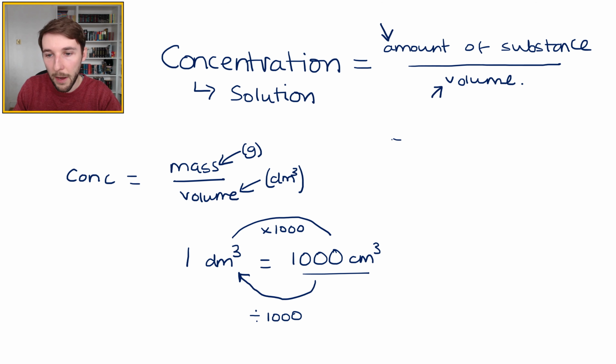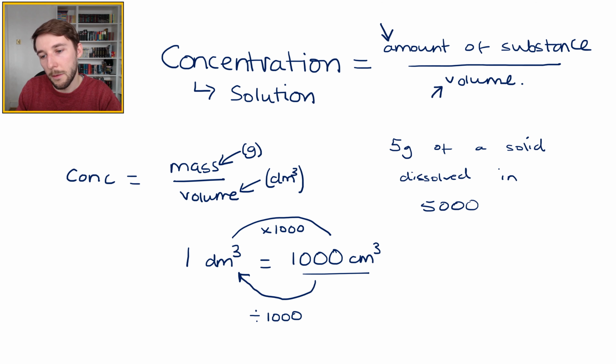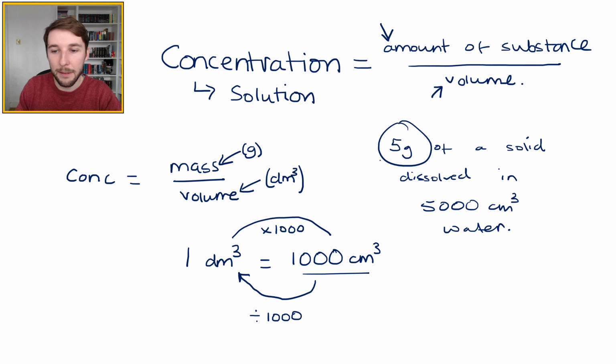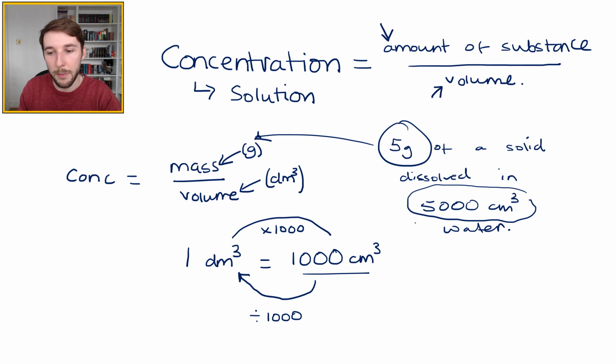If you had 5 grams of a solid dissolved in 5,000 centimeters cubed of liquid, so we'll just say water, and we've got to calculate its concentration. Well, we've got a mass here. It's already in grams, so that's fine. But this volume here is not in cubic decimeters, so we're going to need to divide that by 1,000 to get it into cubic decimeters.